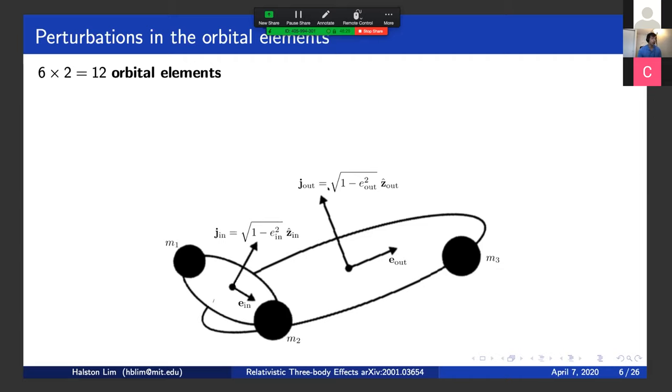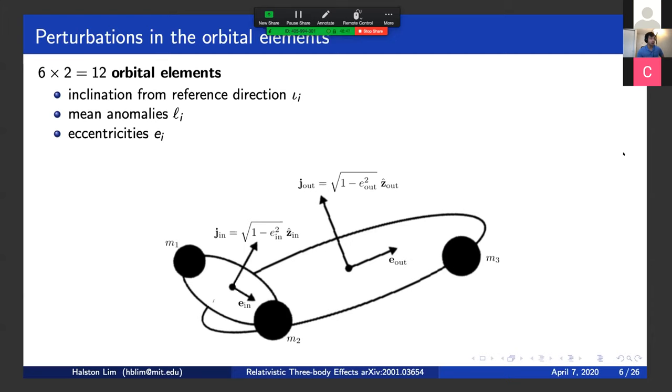We have an inclination from a reference direction for each orbit, iota. There are also, you want a phase to track the instantaneous position of the bodies along the orbit. So this could be the true anomaly or eccentric anomaly, and also eccentricity, which you are probably familiar with.